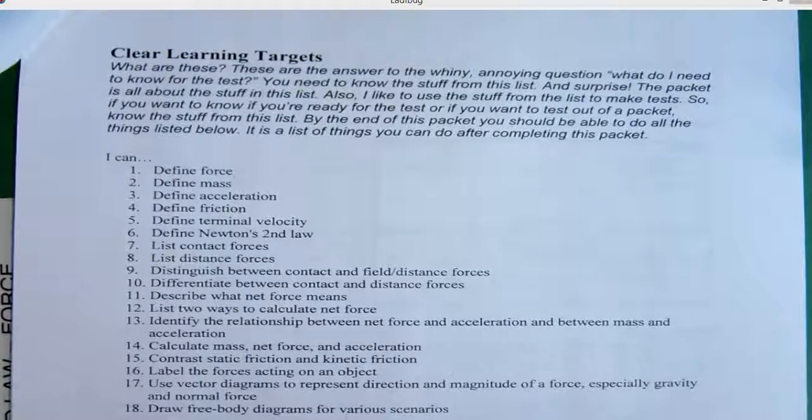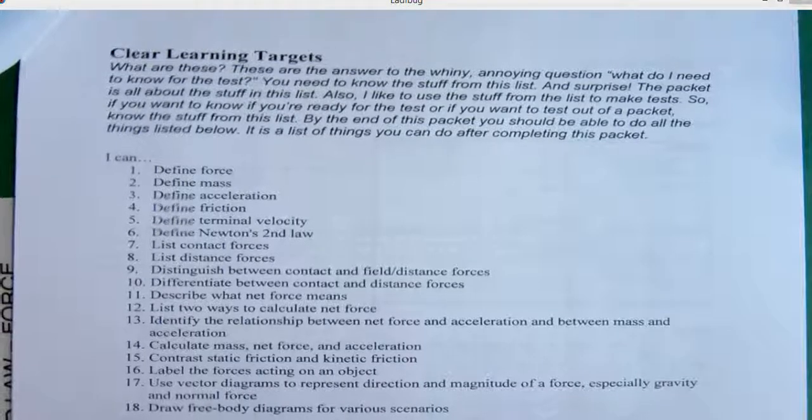Okay, so there's that. You're going to label the forces. I mean, it's pretty simple, guys. It's not very hard. It looks a little scary. Do a few problems, piece of cake.